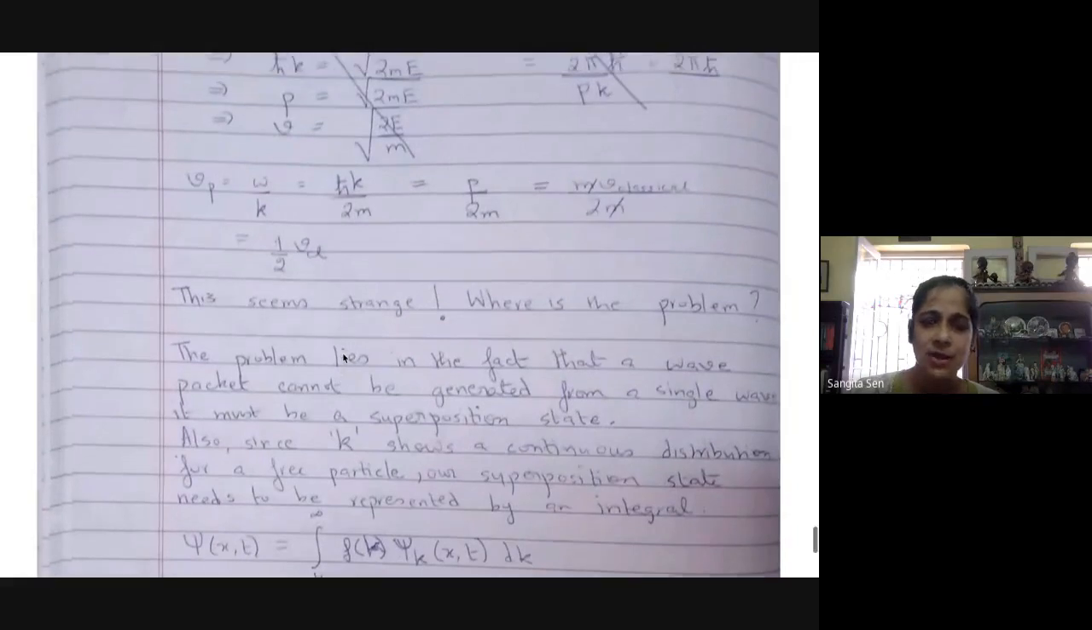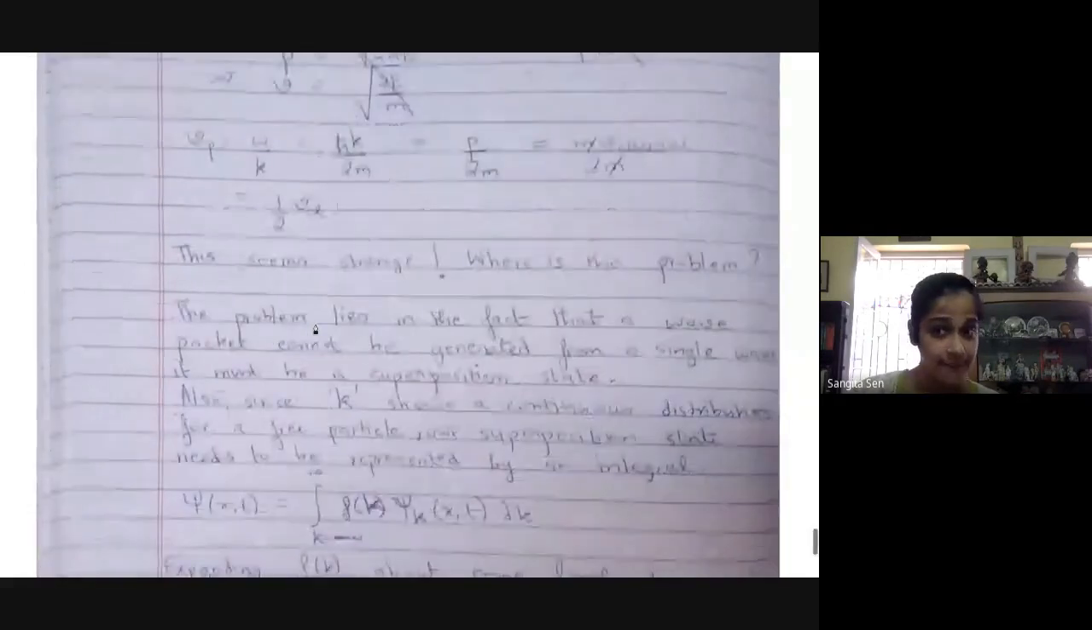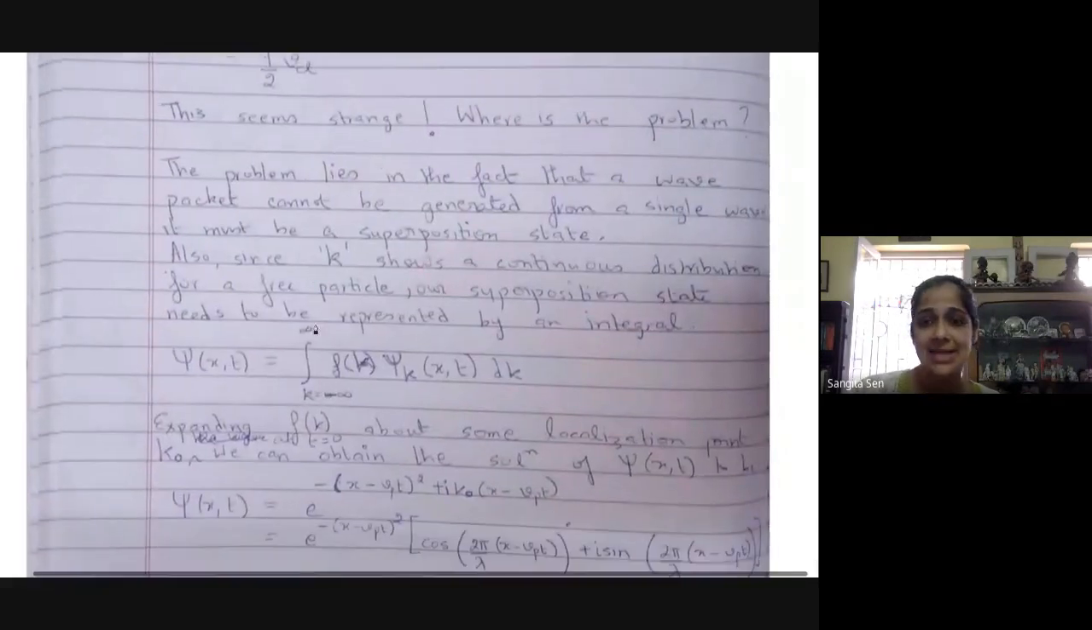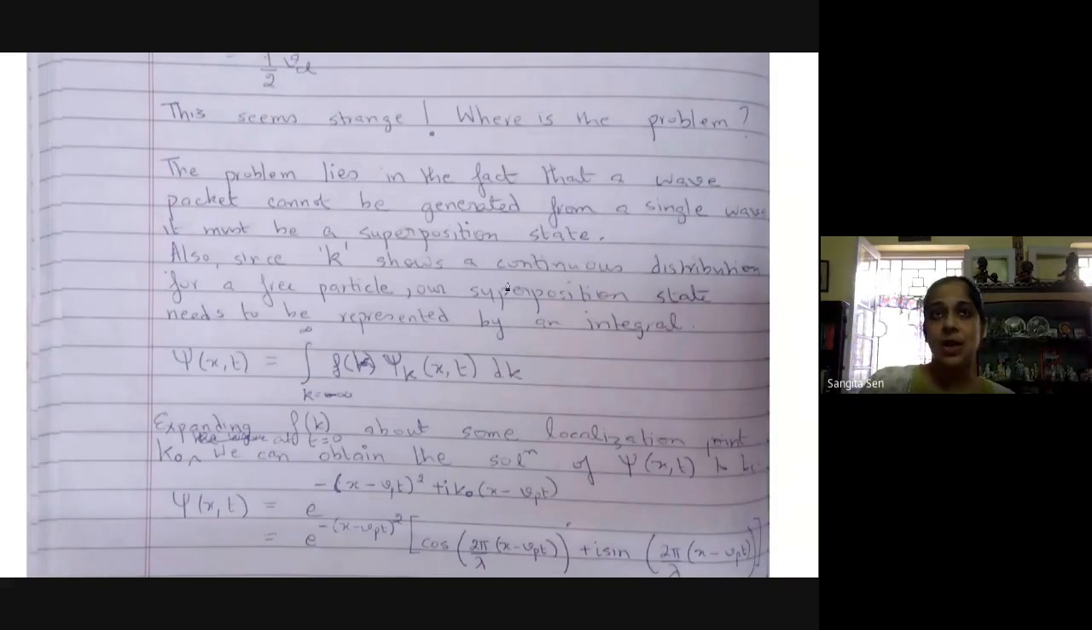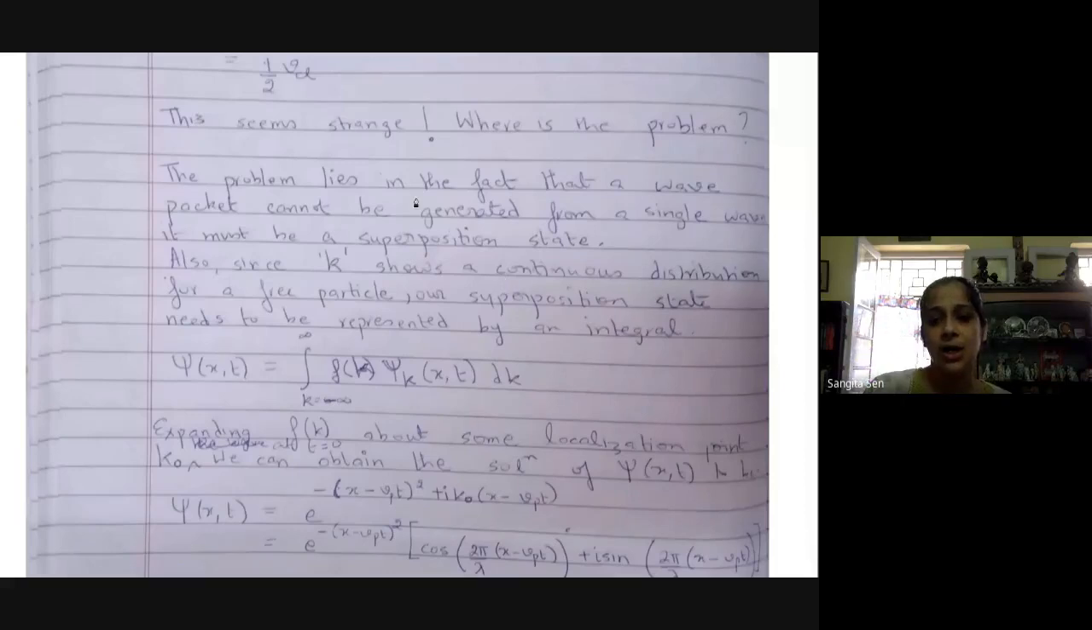When we find the velocity from the energy, we are fine, but when we do it from the wave function, we are not fine. What is the problem? The problem lies in the fact that a wave packet which is moving cannot be generated from a single wave. It must be a superposition state. We did talk about this before when we spoke of wave packets in general, that in order to have a localization of a particle, you need a superposition state. Waves themselves are distributed over infinity.